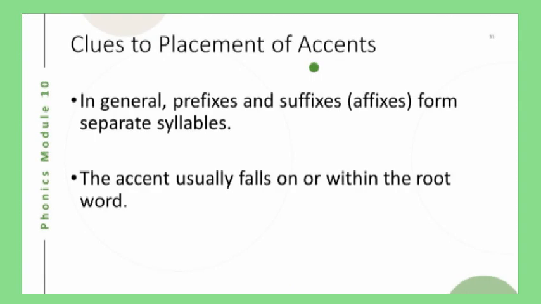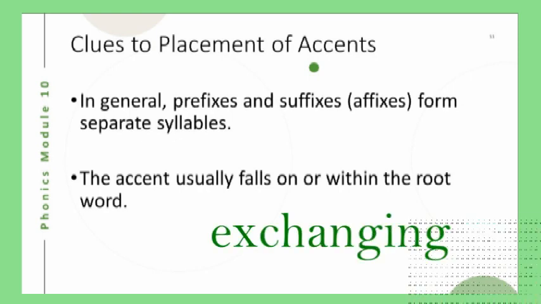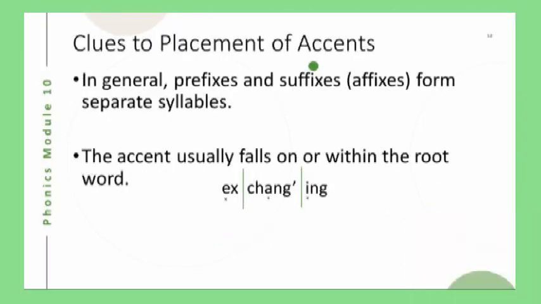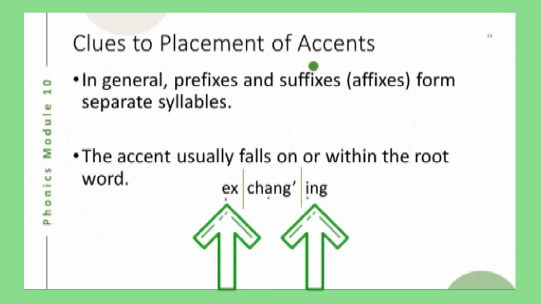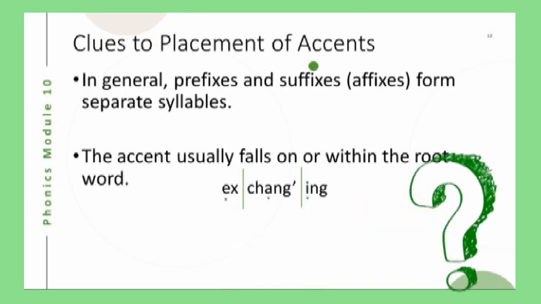In general, prefixes and suffixes form separate syllables. The accent usually falls on or within the root word. Take this word, for example. Exchanging has three syllables. The accent is in the second syllable, which is the root word. The prefix and suffix are not accented. Say the word aloud. Can you hear the stress on the middle syllable?